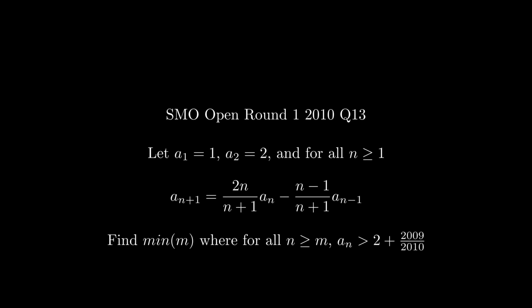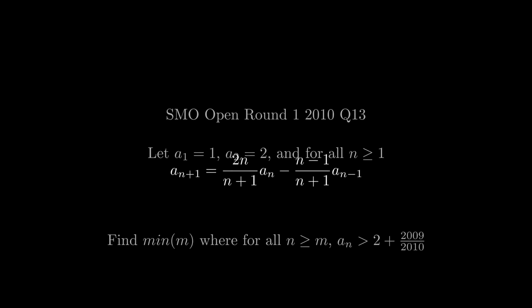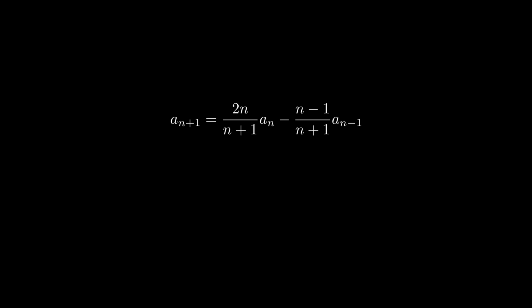Now, our next problem is also going to be an Open Round 1 problem, but instead from 2010. Once again, pause the video if you have to. Notice how on the right hand side we have an n plus 1 as the denominator, and it's quite annoying, so let's multiply by n plus 1 on both sides.